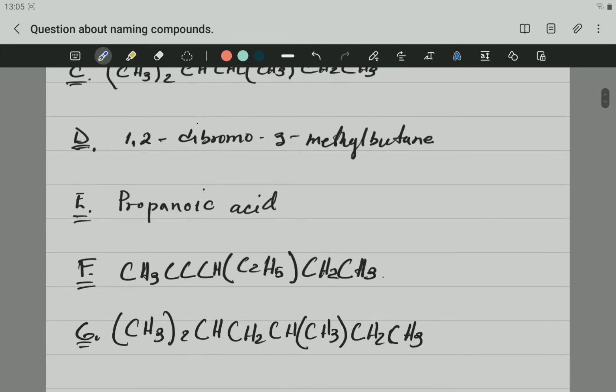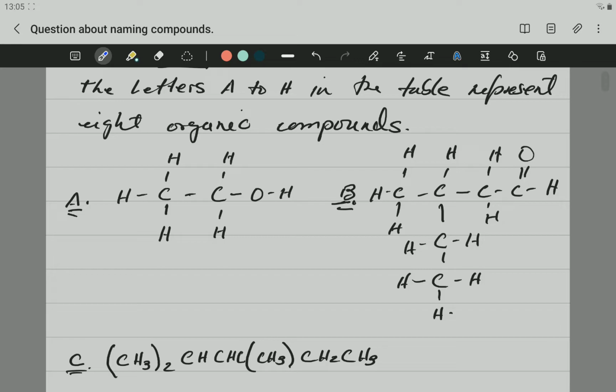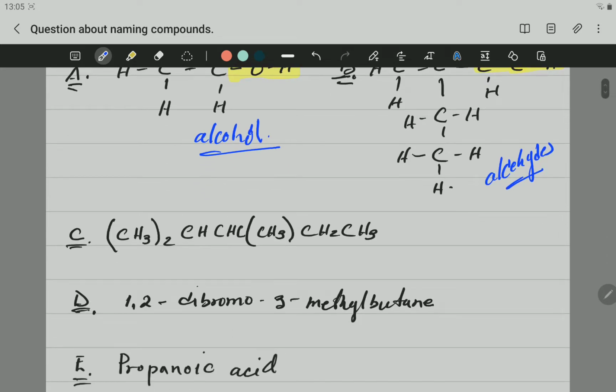Now, before I do that, let's quickly find out the functional group and then identify the homologous series. For compound A, this is the functional group, and you can see it is an alcohol. Compound B, the functional group you can see here at the back, is an aldehyde. Compound C, we cannot see clearly what the functional group is. We're going to look at that one a little bit later.